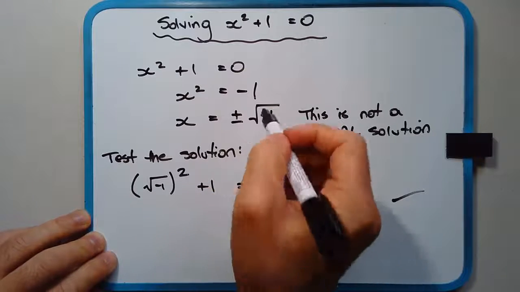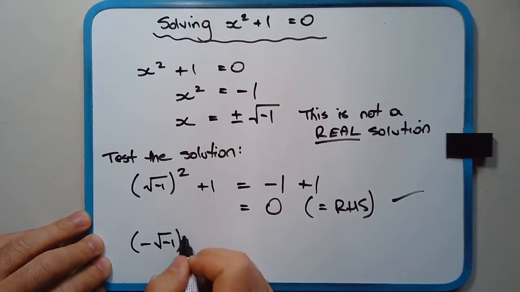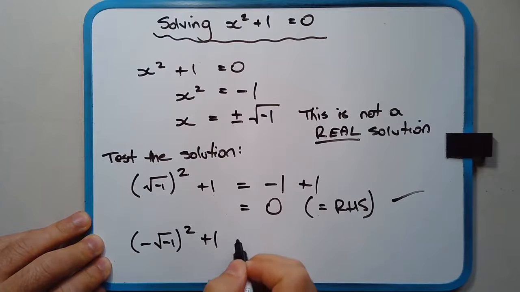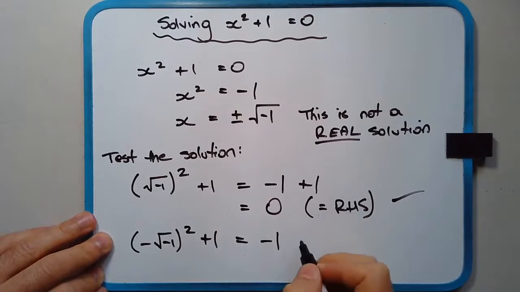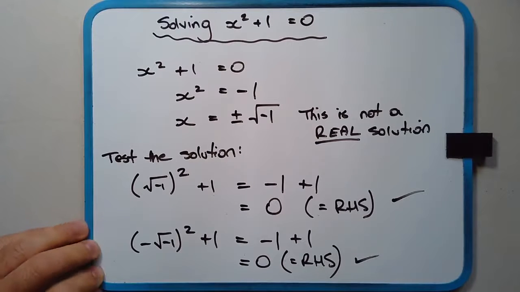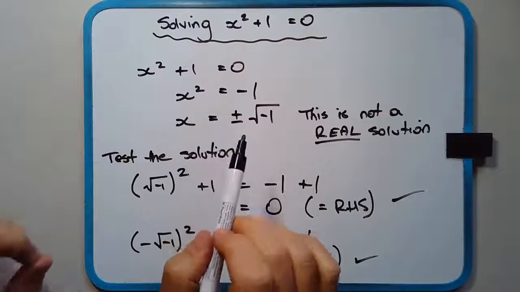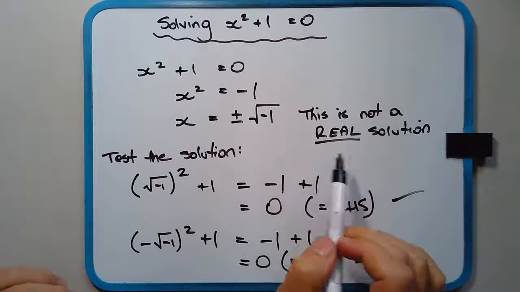What about the negative square root of negative 1? Okay, plus 1. Now when you square a negative, it becomes positive. So again, we're left with negative 1 plus 1, which is equal to 0, which is also equal to the right-hand side. And that also works, okay? So we can still quote a solution, we can still write a solution, it is just not what we call a real solution.